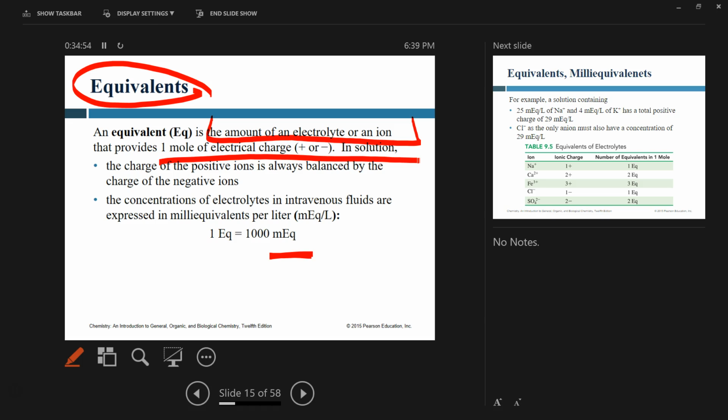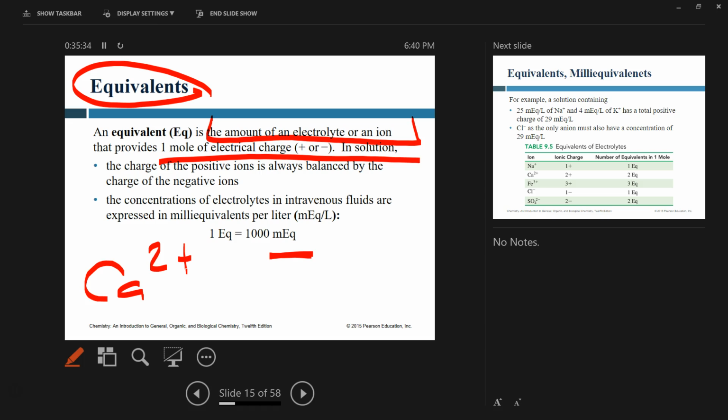Half the mole. Because each calcium gives you 2 charges, right? So you need only half mole of calcium ions, since each ion contributes 2 charges. Does that make sense? So calcium contributes 2 charges. So each calcium ion will give you 2 charges. Half the mole will give you 1 equivalent.